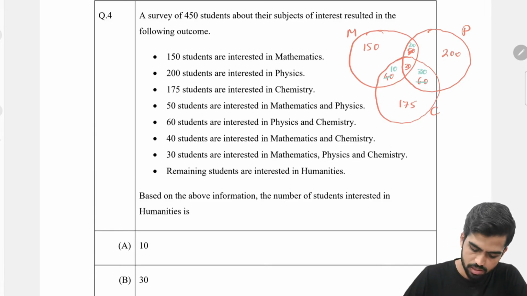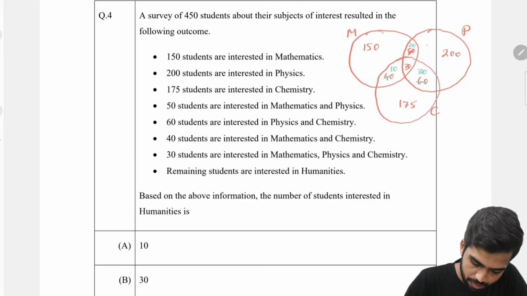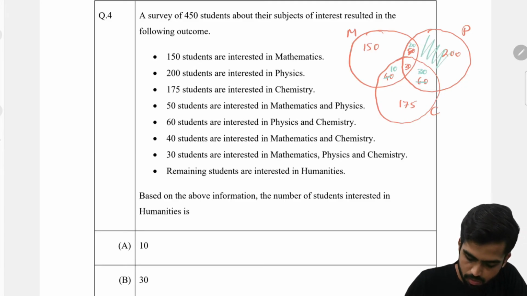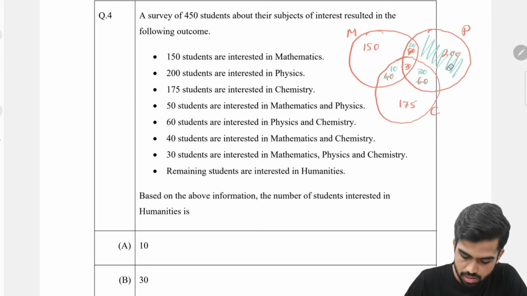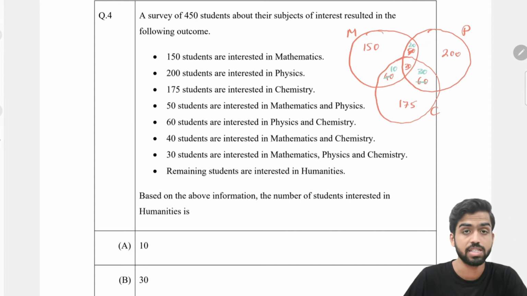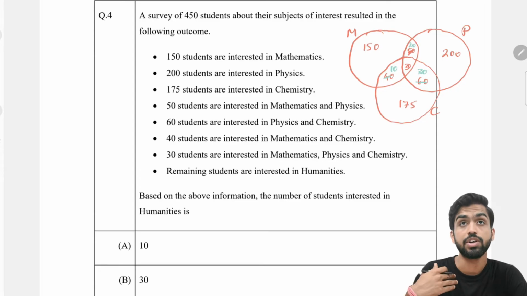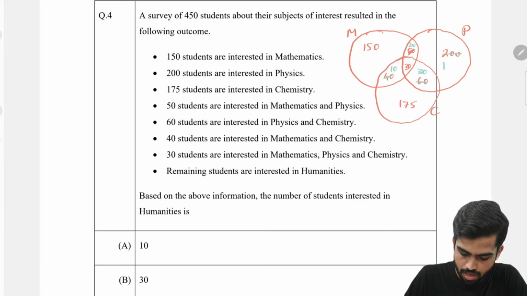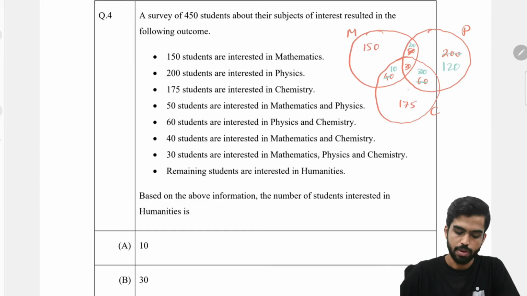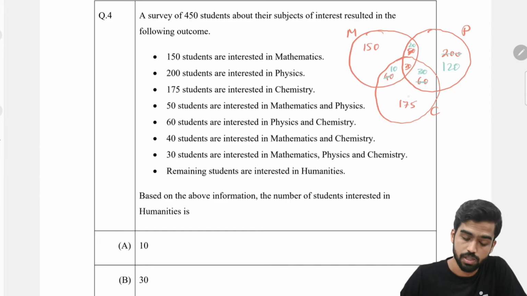Now similarly, if we have to count the number of students who are only interested in physics, then we'll have to subtract the number of students who are interested in other subjects apart from physics from the total number of students interested in physics. So that would be 200 minus 20, 180, minus 30 plus 30, 60. This will give us 120, and 175 minus 30 plus 30, 60 plus 10, 70.